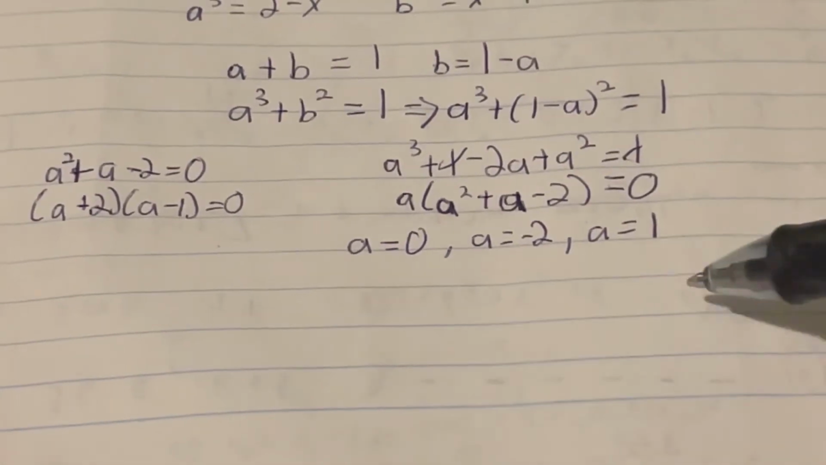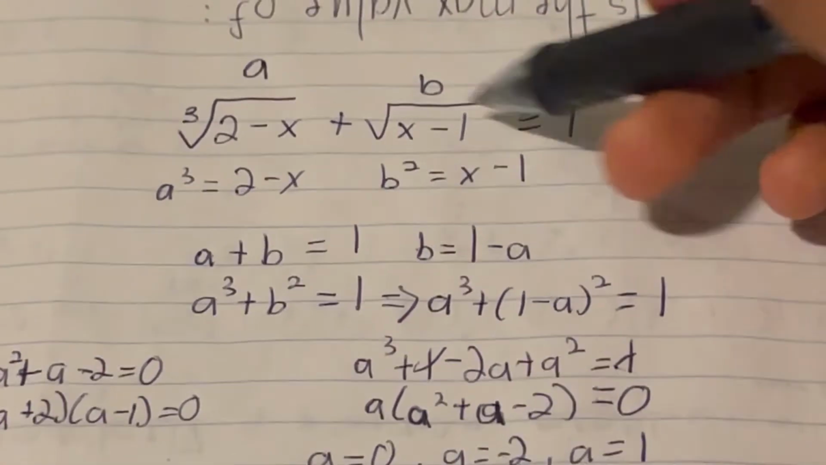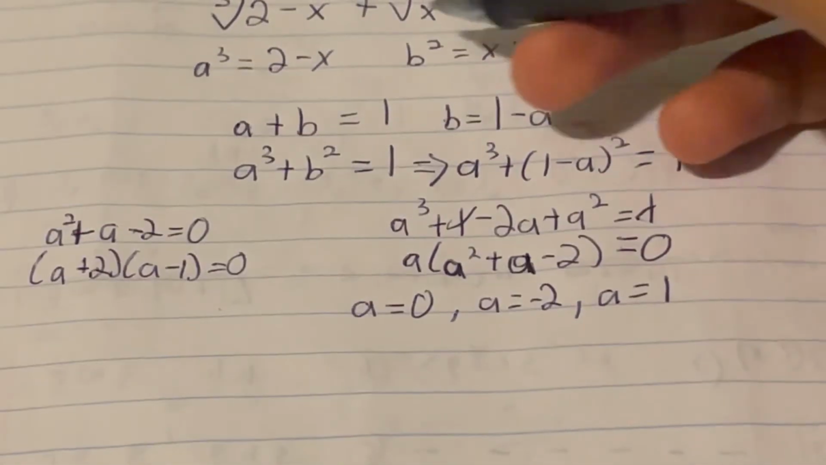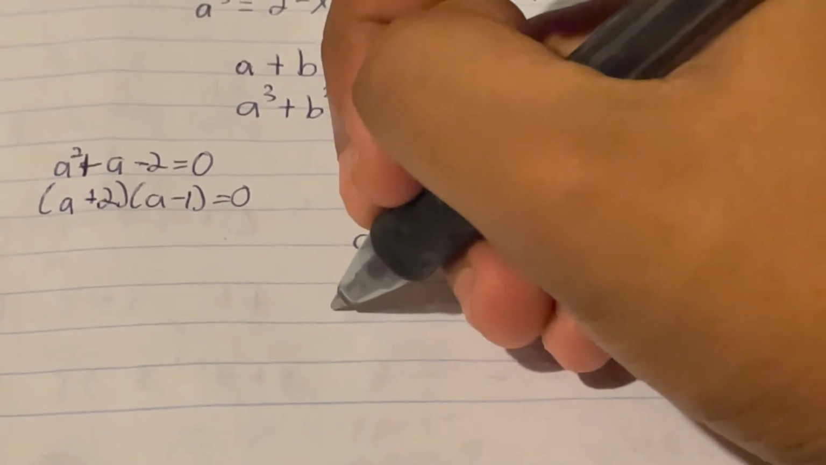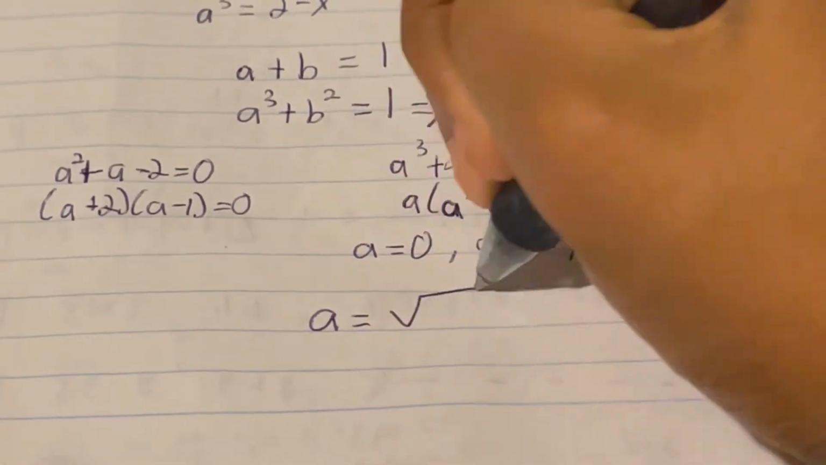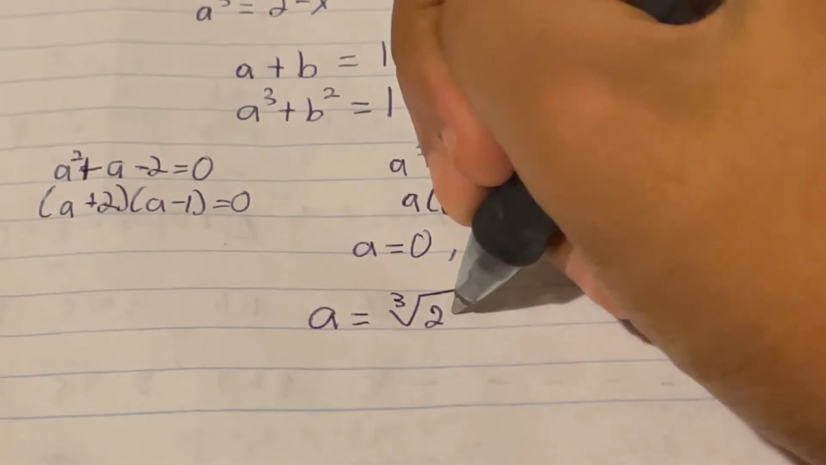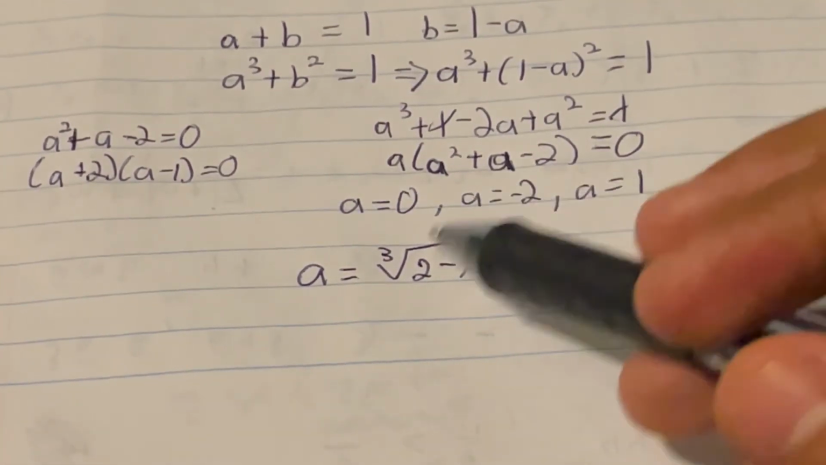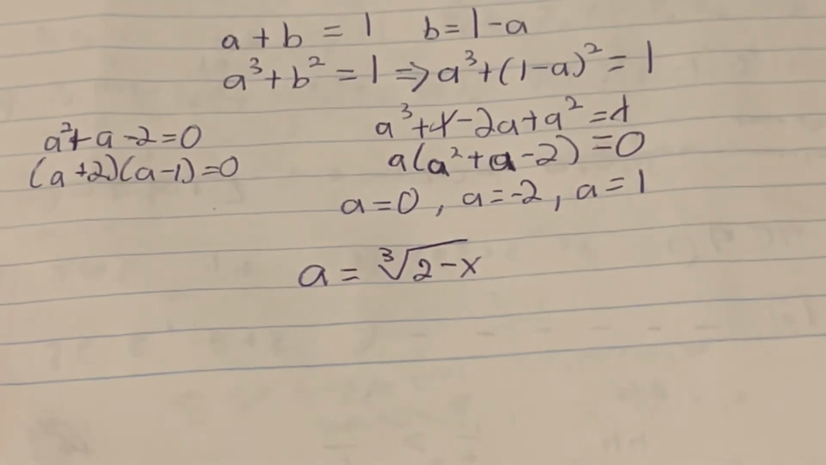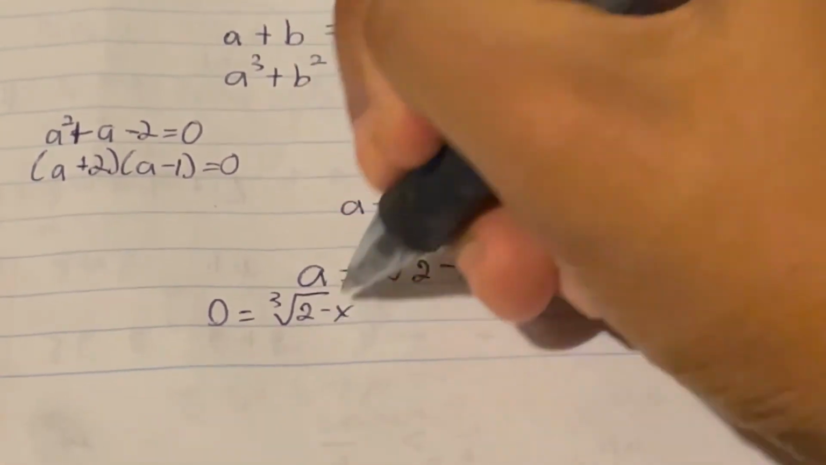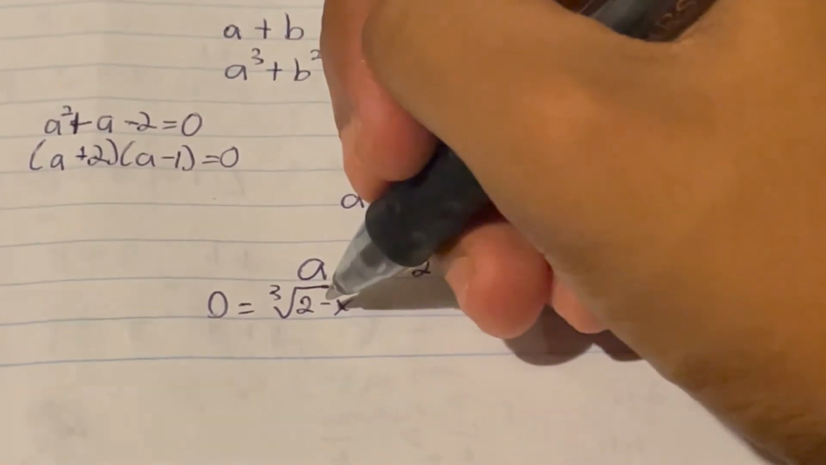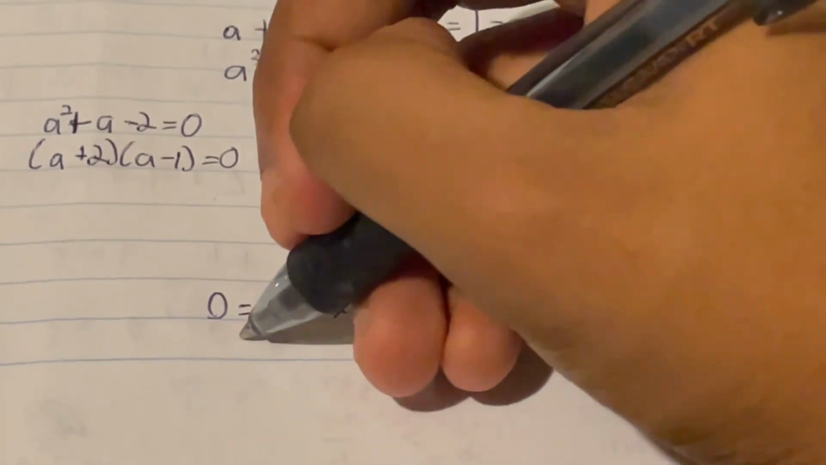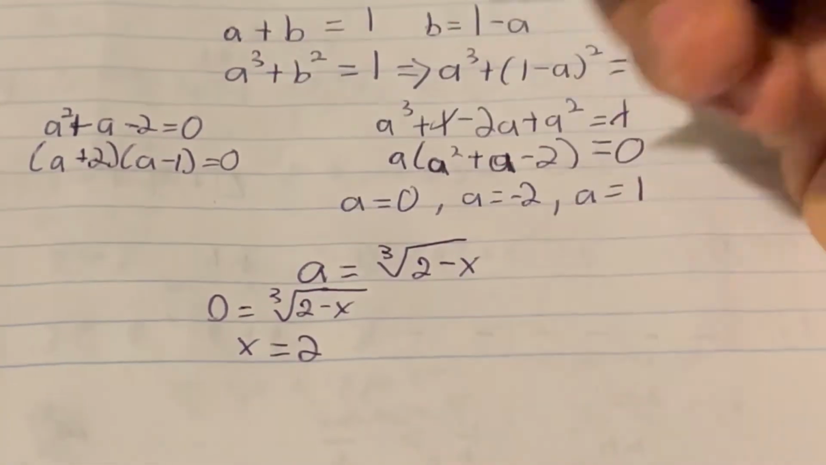So we have our a values, but what we really want is our x values. So let's go back to what we set a as. a equals the cube root of 2 minus x. So let's plug in all the values of a to get our 3 values for x. For a equals 0, you have 0 equals the cube root of 2 minus x. Take the power of 3 on both sides, add x, and then you get x equals 2.